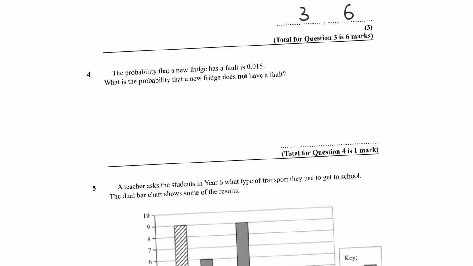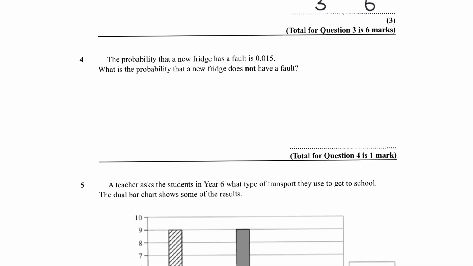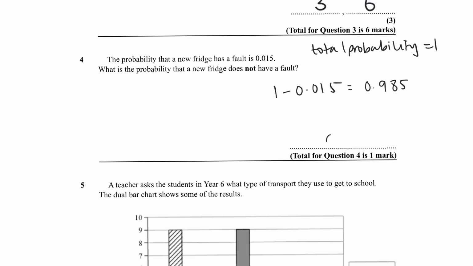Then it says the probability that a new fridge has a fault is 0.015, and it wants us to work out the probability the fridge does not have a fault. So we know total probability equals 1. So the probability that it doesn't have a fault will be 1 minus 0.015, and in your calculator that should give you 0.985.